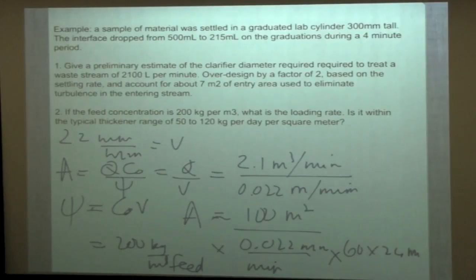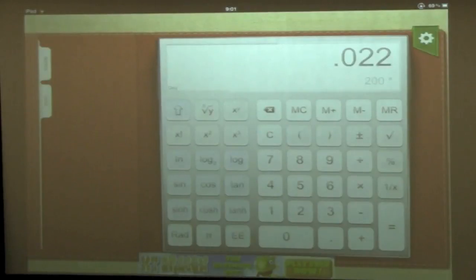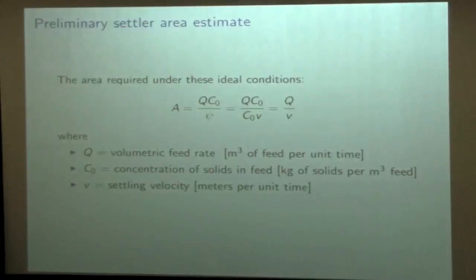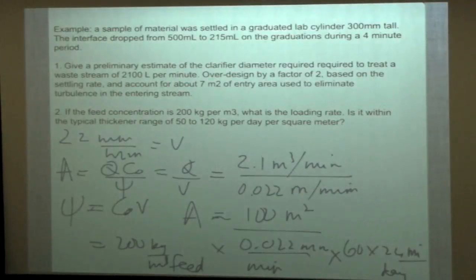So that's minutes per day. Sorry, I'm still getting used to writing with the silence and it's awful. So 200 times 0.022 times 60 times 24. And I think there's a factor of 1,000 that I'm missing there, so it's 6.336. Let me just check. Oh yes, this is millimeters per minute, so there's a divide by 1,000 to remove the millimeters and convert to meters. Okay, so let me just do that again because that's a bit confusing the way I did that.